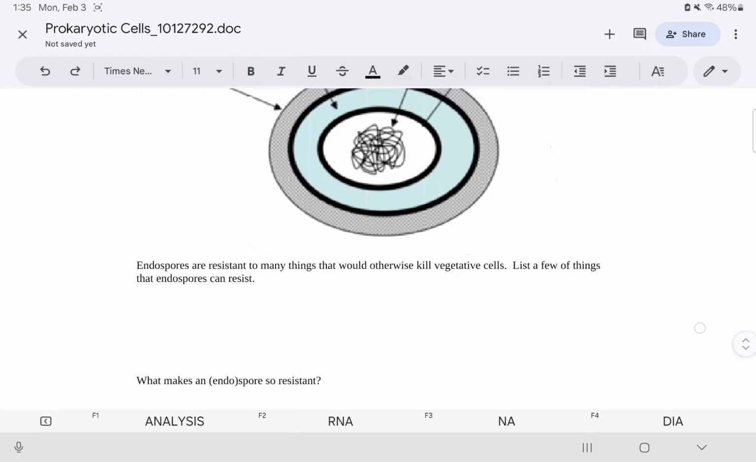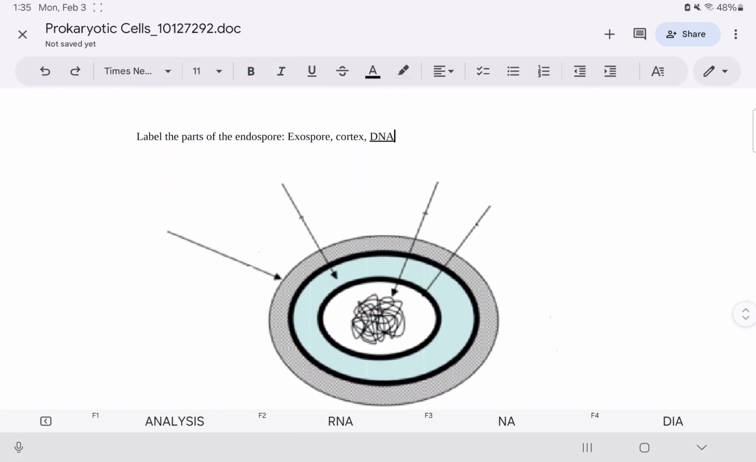Wait, I'm sorry, did you just go over the endospore, because I couldn't hear a thing? Oh, okay, yes, so this is the DNA right here. See that? Okay, that's the DNA. This is the cortex. Okay, and this is like the exosporium. And I said I don't know what I wanted here, maybe that's why I took the arrow off. It would be one of the 2 plasma membranes that's here and here. All right, endospores are resistant to many things that would otherwise kill vegetative cells.